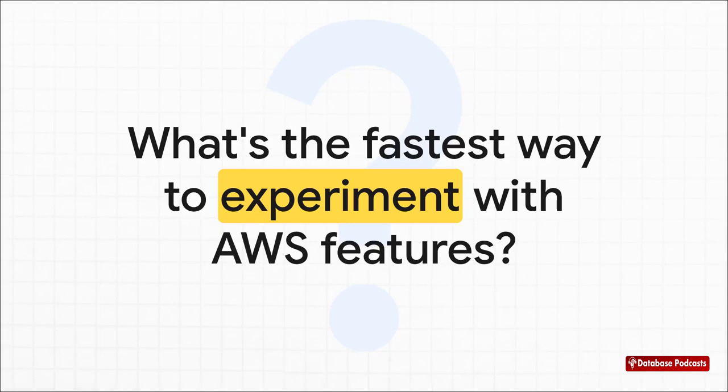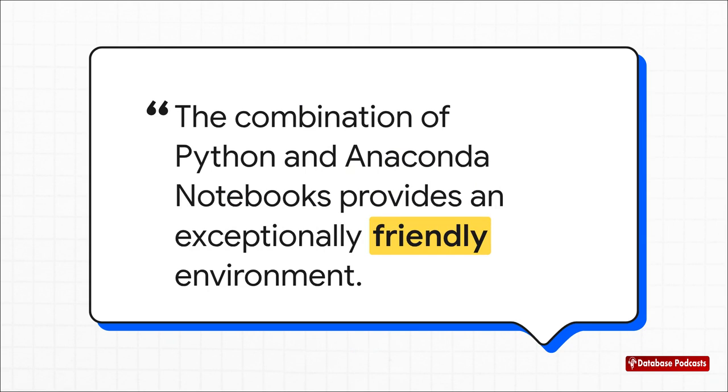You know that feeling, right? You hear about a cool new AWS feature and you just want to poke at it. You don't want to set up a whole new project, write a full application, deal with all the boilerplate. You just want to write like 3 lines of code and see what happens. So what's the absolute fastest way to do that? To get that instant feedback? Well, the answer is a killer combo.